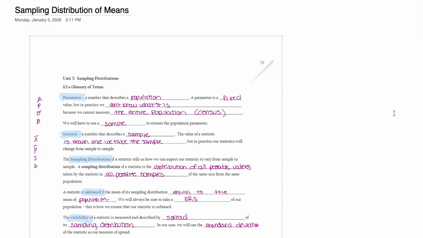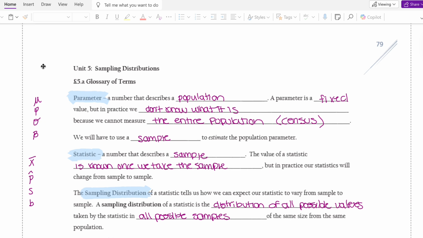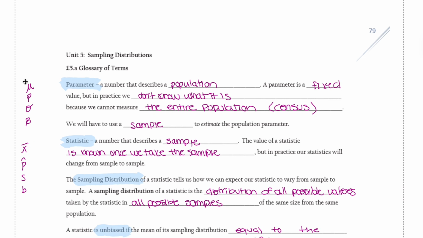Hello and welcome to the first lesson of Unit 5, Sampling Distribution of Means. So let's first define some vocabulary.